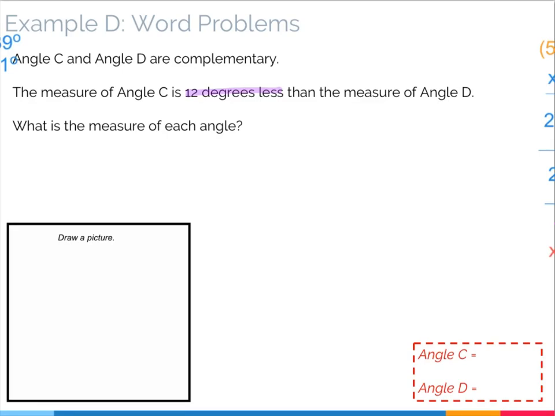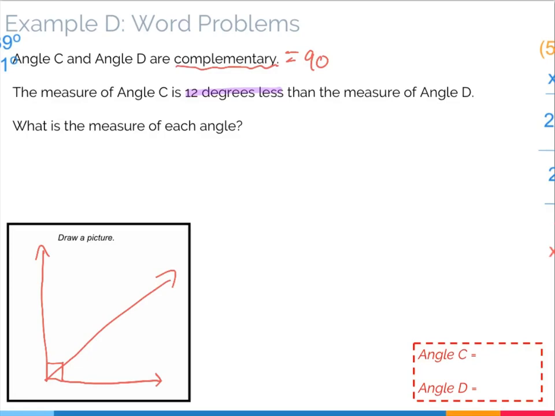And then it gives us the option to draw a picture. So we're going to go ahead and do that first. Since we know we have complementary angles here, we know that they're going to equal 90 degrees. So we're going to use that information in our picture to draw a right angle. Again, math class, not art class, so it doesn't have to be perfect. But we know we're going to have two angles that add together to give us 90.